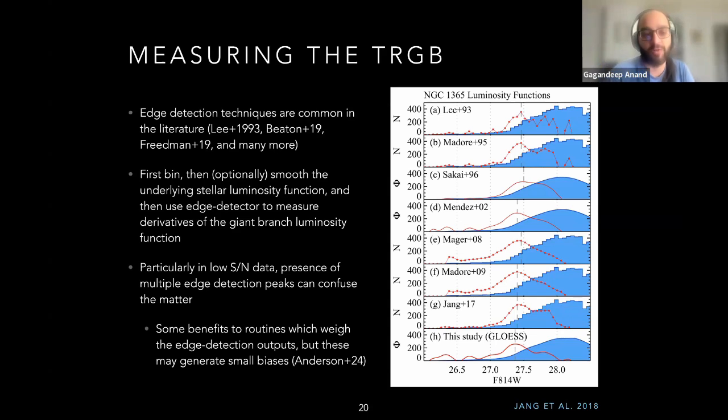You have to be careful sometimes, particularly with low signal to noise data. The presence of multiple peaks can happen, and that can confuse the matter. There are some benefits to doing things like weighting the edge detection outputs, so further modifying them, but they may generate small biases.